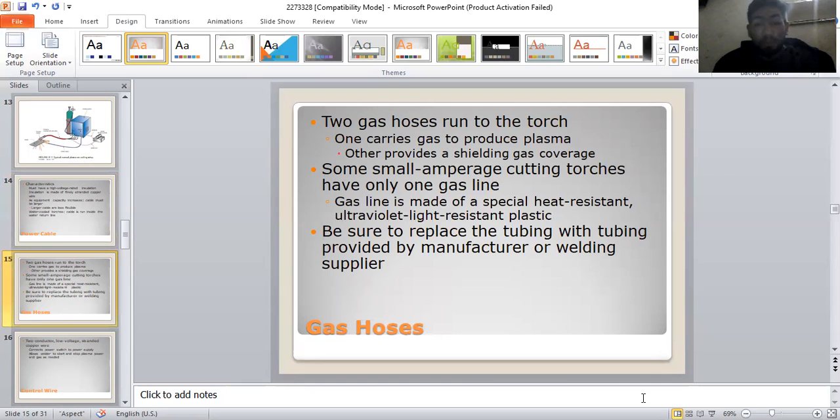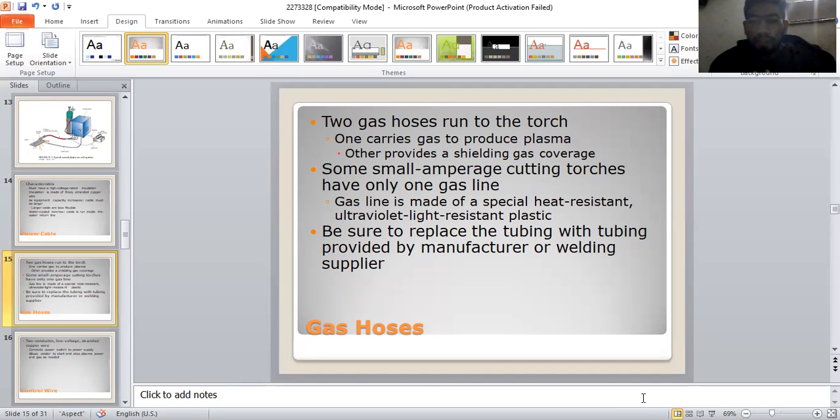So the next is gas hoses. Now, what are gas hoses? Two gas hoses run to the torch, the plasma torch. One carries a gas which produces plasma, and the other provides a shielding gas for coverage. It is very important to have shielding gas. Sometimes, like in low amperage, it is not present. Shielding gas is very important.